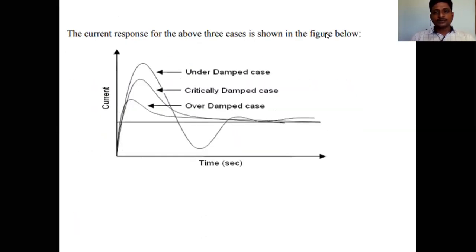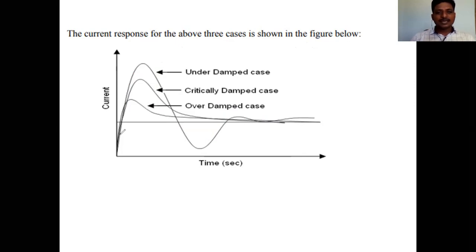So the current response, which means current through the capacitor or current through the resistor or current through the inductor, when the switch is closed at t is equal to 0 with 0 initial conditions and the input is a DC input. In such cases, this will be the underdamped case. Underdamped means there are more oscillations. It will take more time to reach a steady state value. So we call it an underdamped condition or underdamped case.